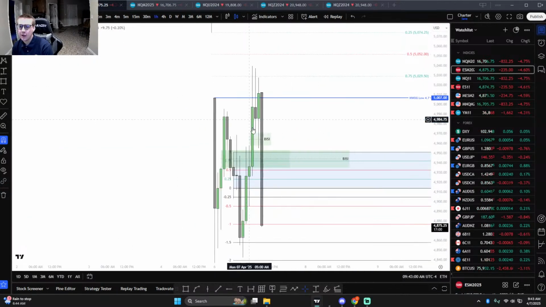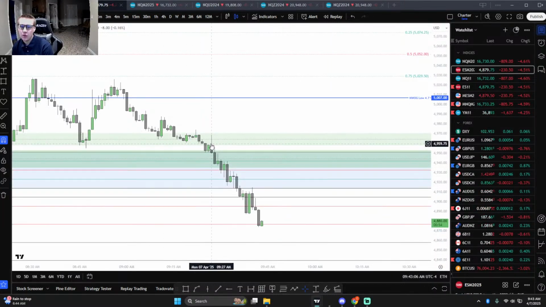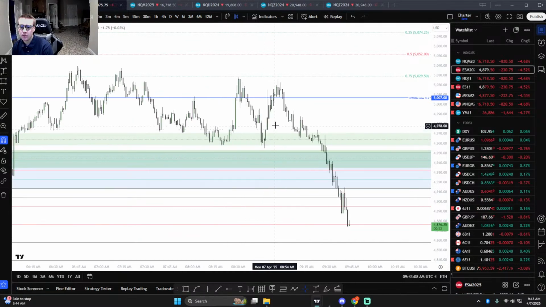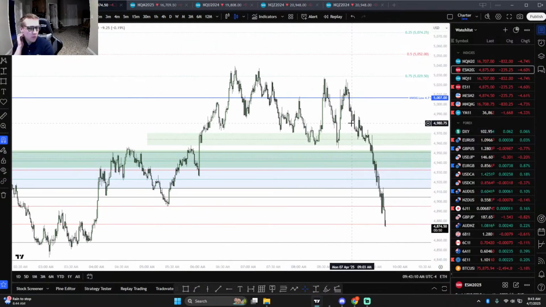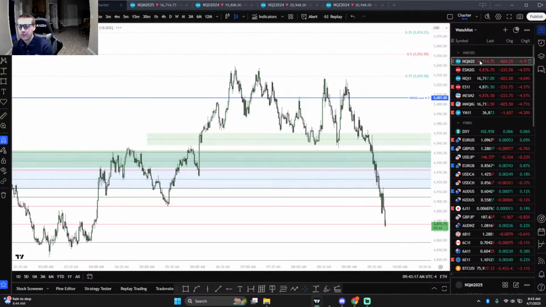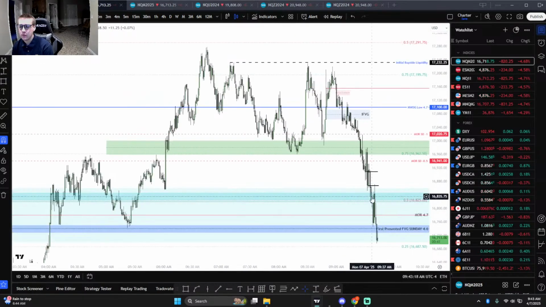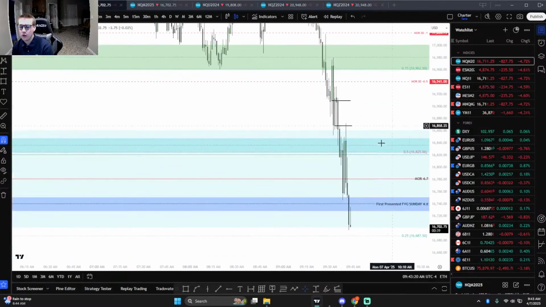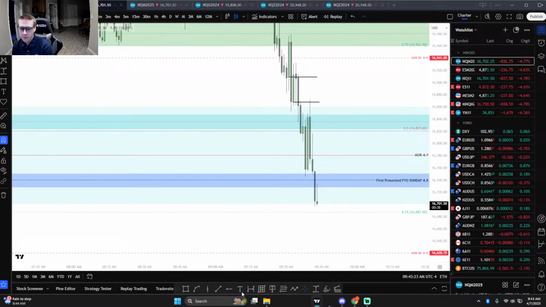Notice how we traded through, smashed through these 1 hour BISIs, and this one on ES and NQ. We traded up, used inversion, first presented fair value gap.